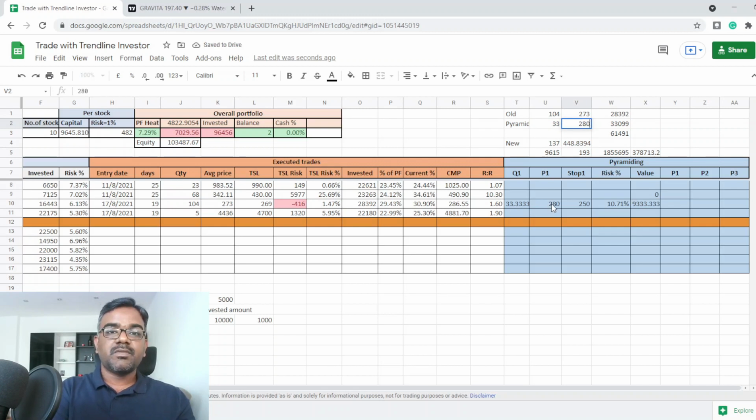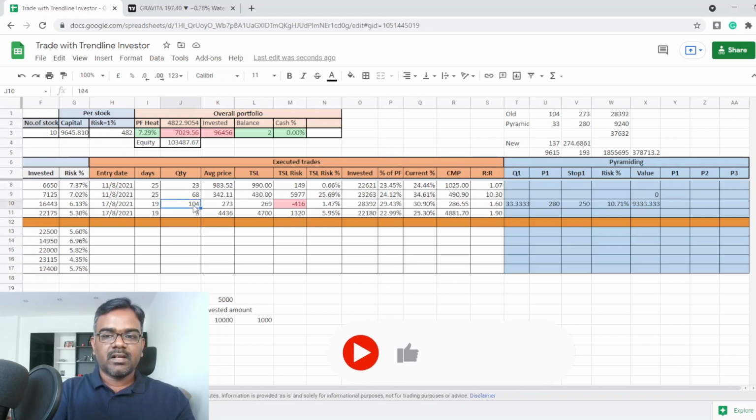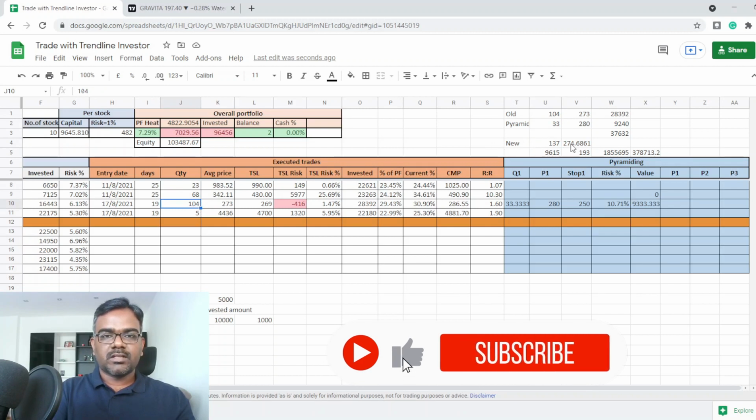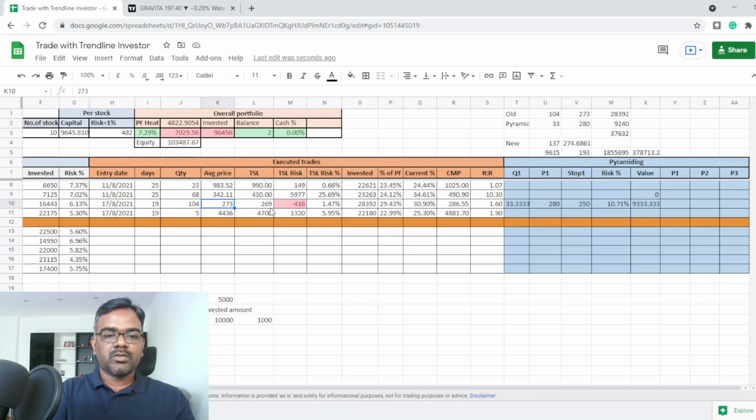Totally you had 28,000 worth of shares, you bought 9,000 more. So totally now you have 37,000 worth of shares and the new quantity is 137. So you take the new quantity and update here to 137 and you take the new average price 274.68 and you update that here. Then everything will be new. Then you also update your trailing stop loss. In this case, trailing stop loss 250. So you update 250 here because your trailing stop loss here was 250. So that 250 should come here. Okay, so you update that. And then your pyramiding is done.